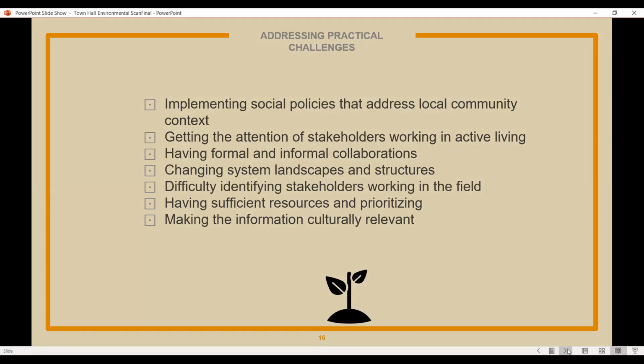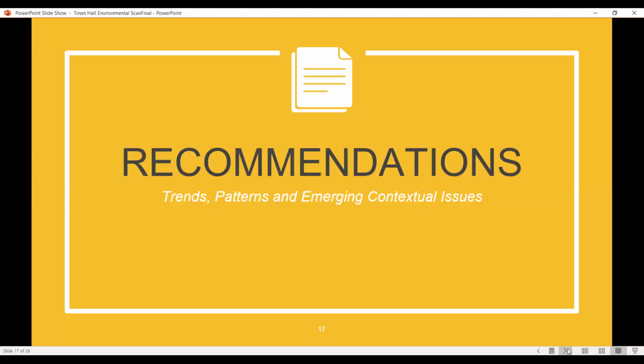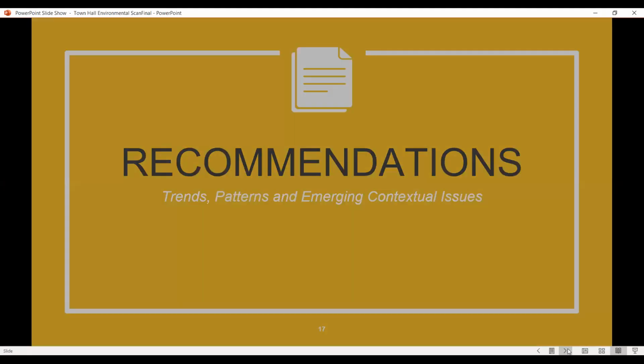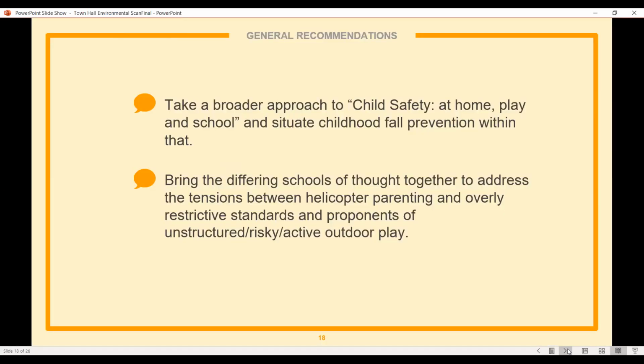So out of the second scan, there were some recommendations that were made by the participants that were trying to address all the challenges that were mentioned and take into account the context that they work in. And one of which was, well, maybe it's time to address childhood fall prevention in the broader context, talking about child safety and situating childhood fall prevention within that. So that's a general recommendation that we may want to chat about, and what that means.